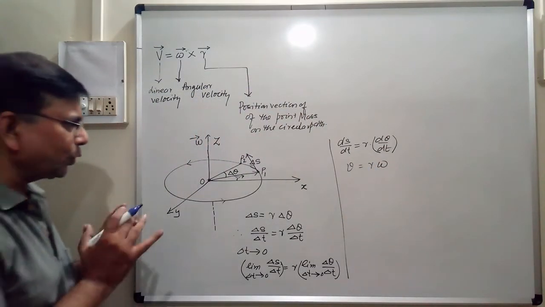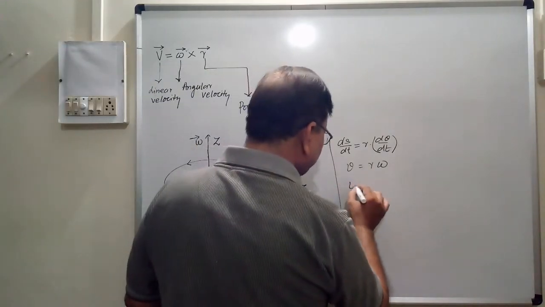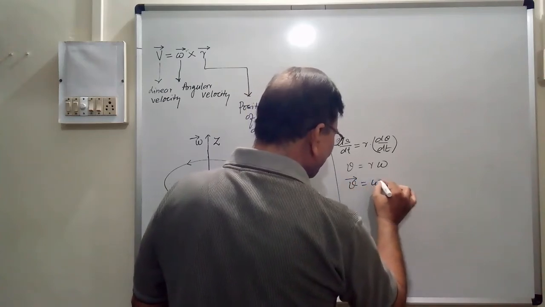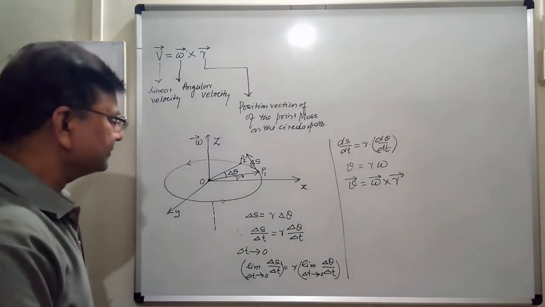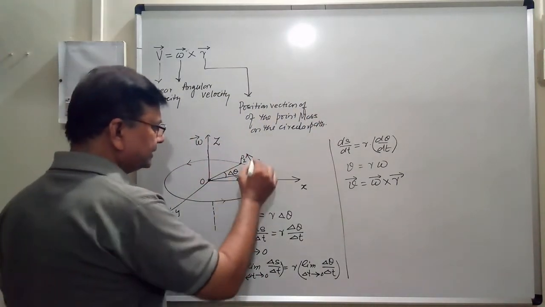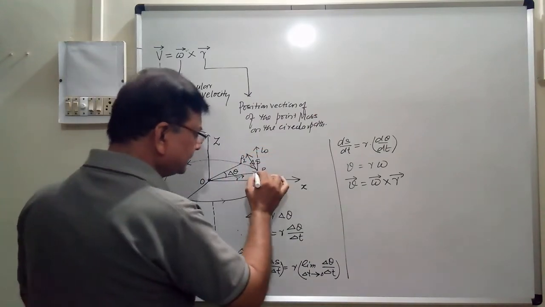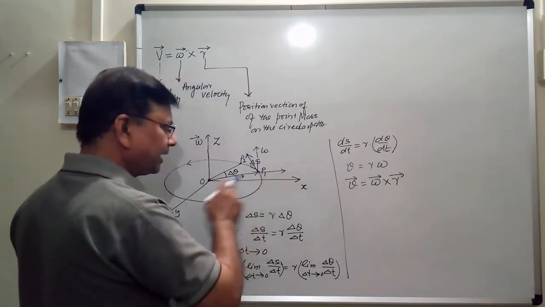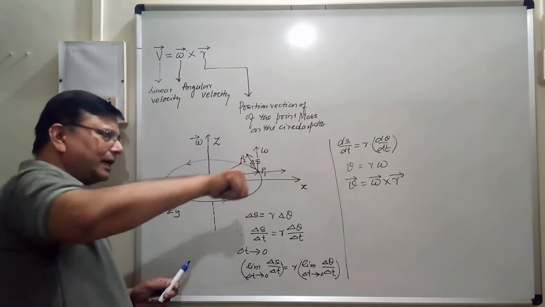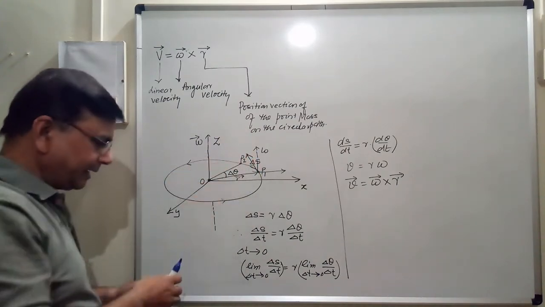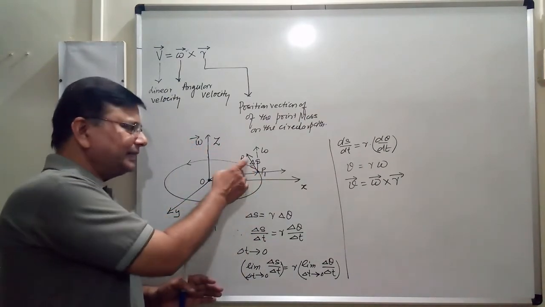If I have to show it in vector form, then it should be written that V vector is equal to omega cross R. Why is it like this? See, this is the direction of omega. This is the R vector. By the right hand rule, for omega cross R, the direction of velocity will be perpendicular to this board and inside the board, and this is V.